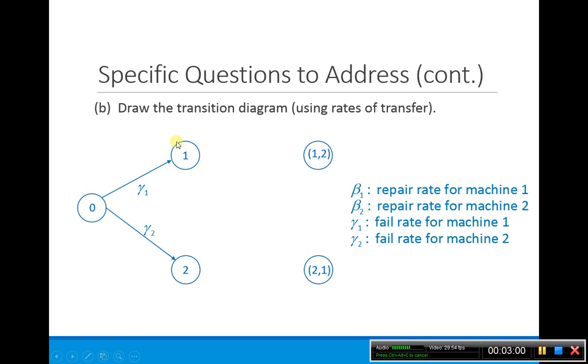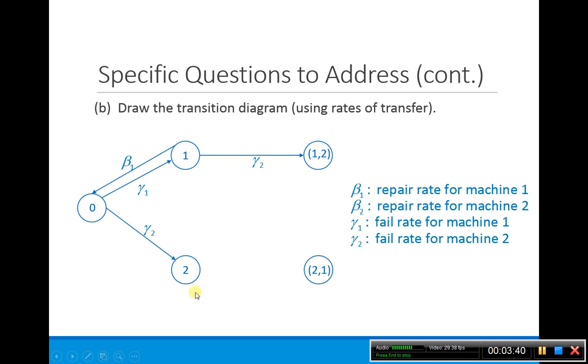Now if copier 1 has failed, what can happen? We could get lucky, and the repairman could fix copier 1 and we go back to no copiers failed. Here the repairman fixes copier 1 at a rate of beta_1. We could get unlucky, and copier 2 could fail while he's still working on copier 1, so then both copiers have failed. Copier 2 fails at a rate of gamma_2, so rate gamma_2 is the transition from 1 to (1,2).